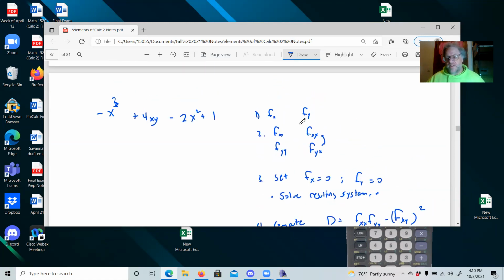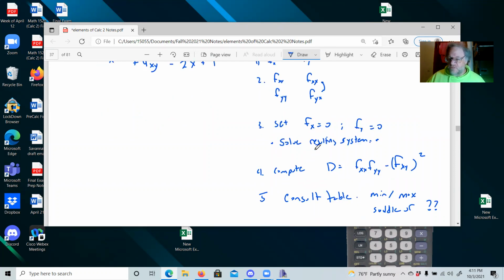All right, so calculate fx, calculate fy, then calculate all the second derivatives. Okay, set our first step, right, our fx fy equal to 0. Okay, you're going to get a system, solve that. You're going to get some points, right? We're going to have a list. Okay, then we're going to calculate the determinant here. If you have points you can plug in, then go ahead and do that.